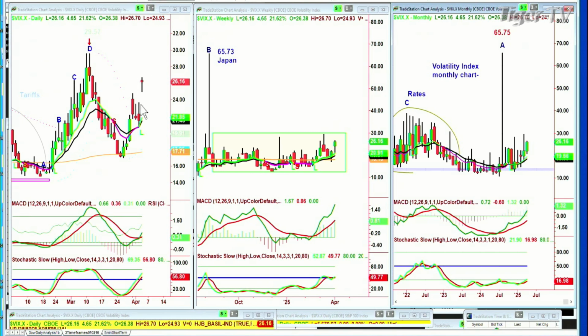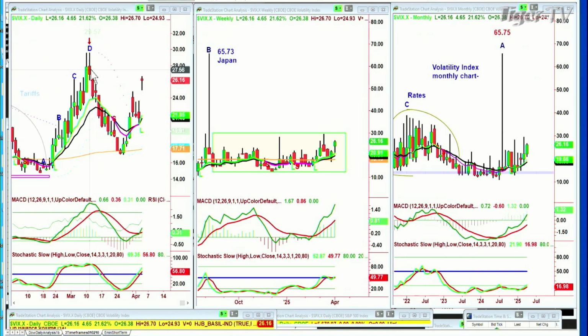But the VIX index is trading right now at 26.16, up 4.65. 29.57 was the high back, I think it was the 11th. The 11th of March, remember, 2 days before the market turned. And it hit the 200-period moving average and has rallied very nicely. I'm going to draw this in here. So there are a couple of things that I want.